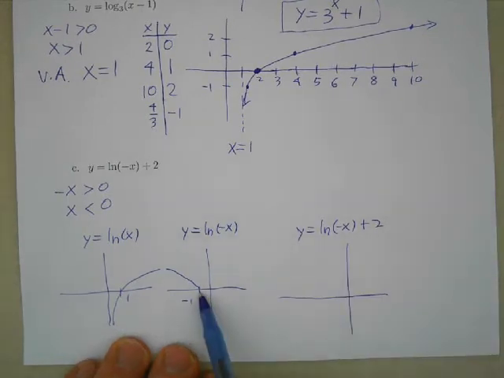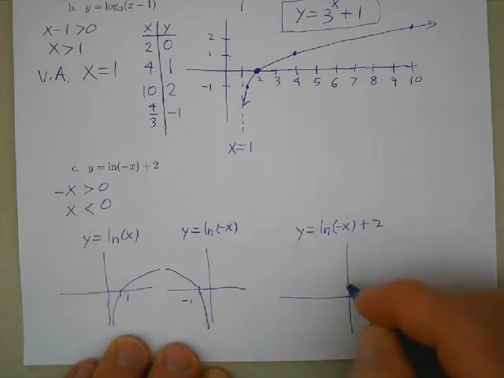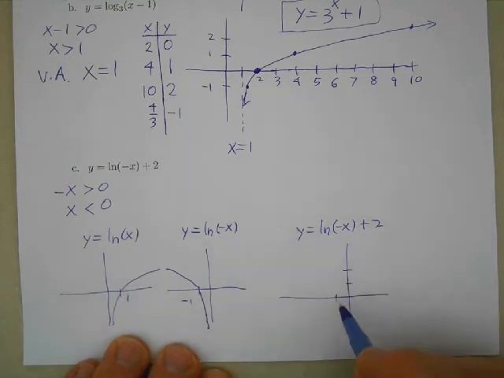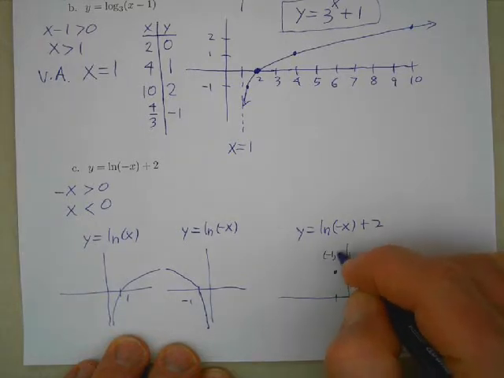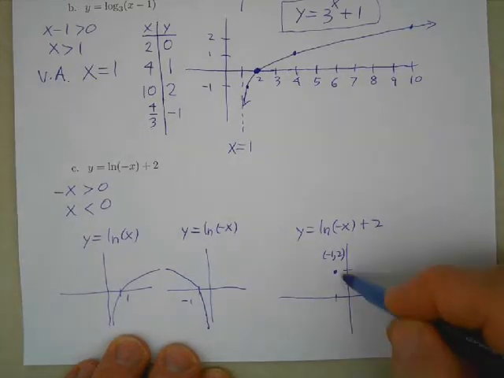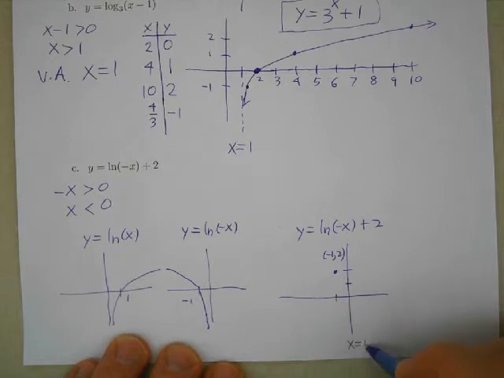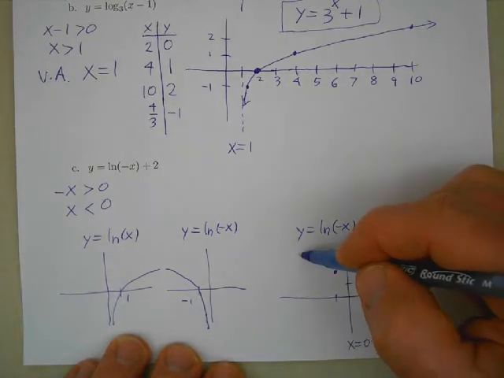So this point, which is negative 1, 0, gets shifted up to negative 1, 2. And the vertical line x equals 0 is still the vertical asymptote.